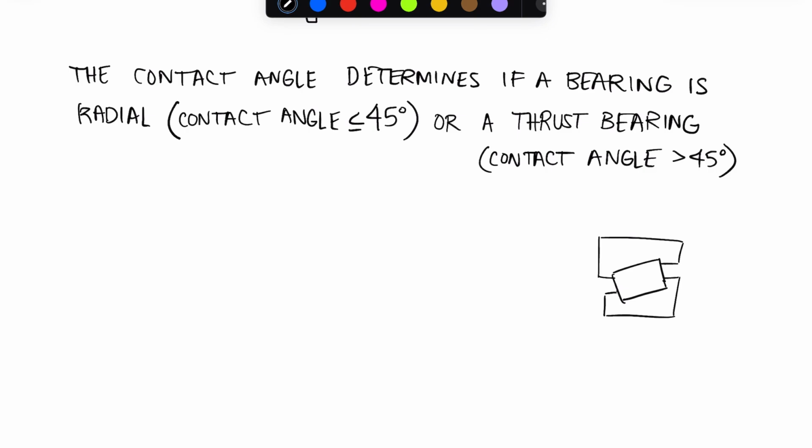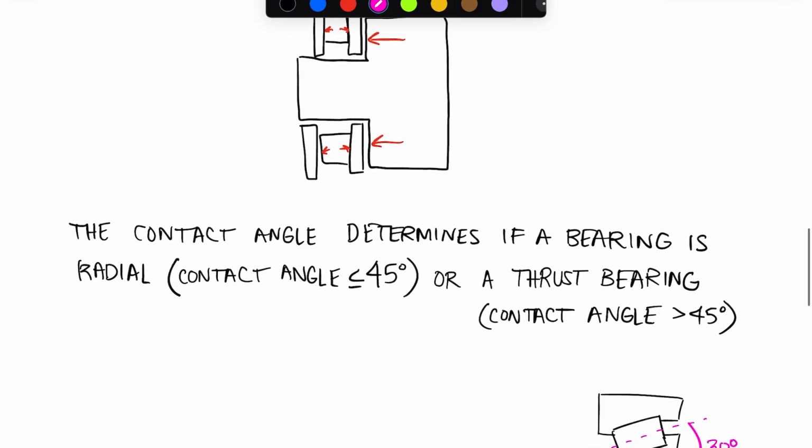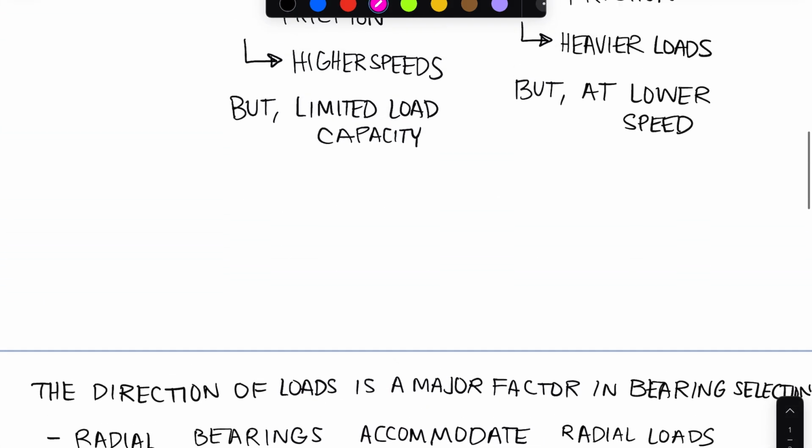Okay, so if I draw the angle of this bearing here, that looks like it's less than 45 degrees to me. Maybe this is about 30 degrees, which means that this is a radial bearing. So it will predominantly carry radial loads, but because it is at an angle, it will be able to also transfer some thrust load.